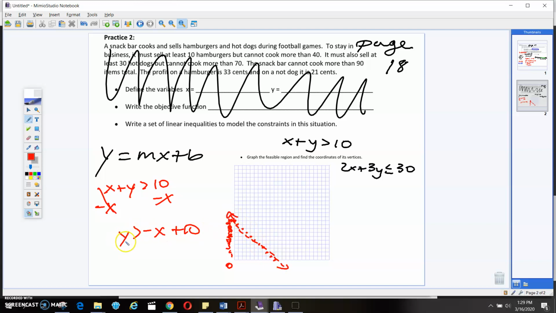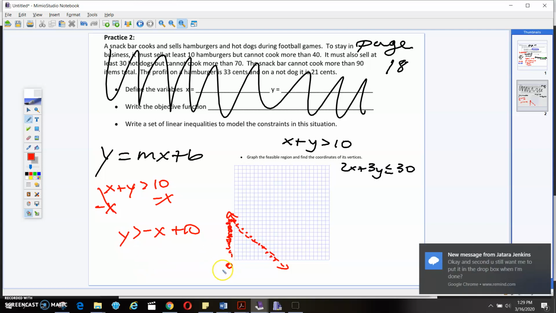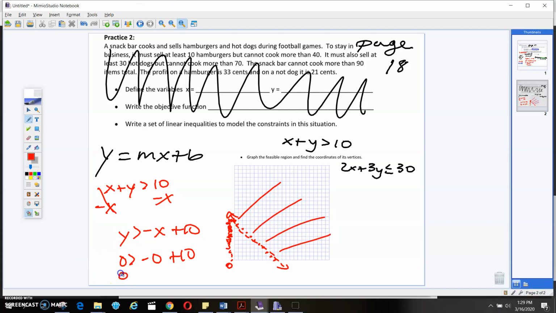Then I'm going to shade. Here's the part that's a little tricky. I'm going to shade either above or below. If I plug in 0, 0, which is this point right here on the graph, I get an untrue statement. 0 is not bigger than 10. So I'm going to shade away from that point.